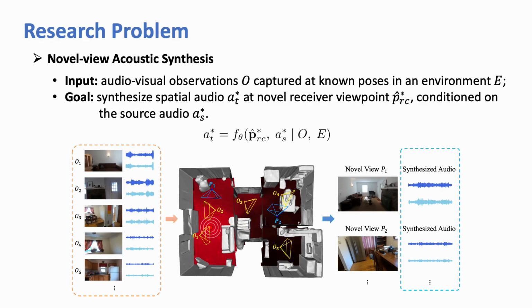In this work, we tackle the problem of novel view acoustic synthesis. Given audiovisual observations captured at multiple known poses in an environment, where each observation consists of an RGB image and a synchronized binaural audio recorded by a camera-microphone pair, our goal is to synthesize spatial audio at an arbitrary novel receiver viewpoint, conditioned on the audio signal emitted by the sound source. To achieve this, we aim to learn a synthesis function f theta that models the scene's acoustic field and allows us to generate binaural audio that reflects how the source sound would be perceived at the target viewpoint and matches the corresponding visual content at the same view.